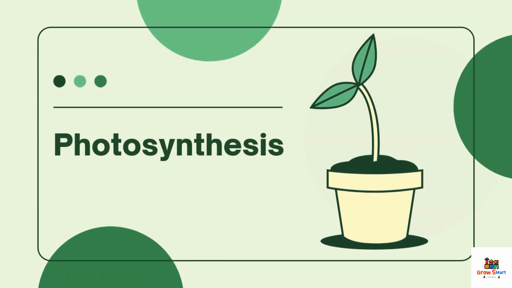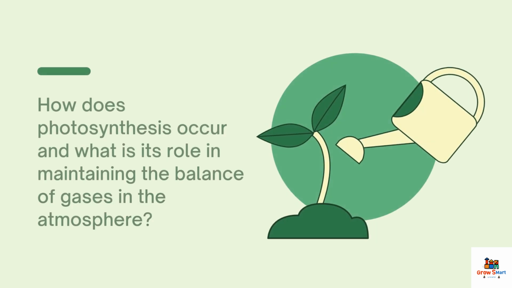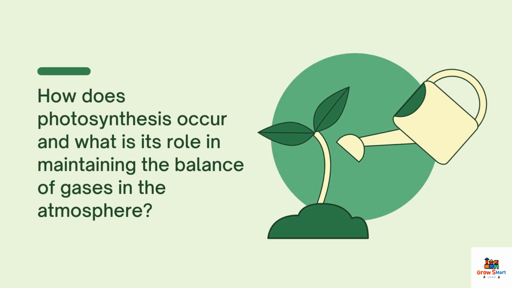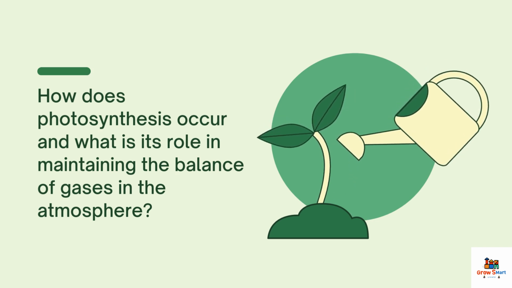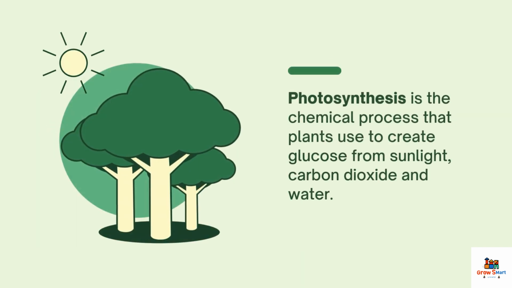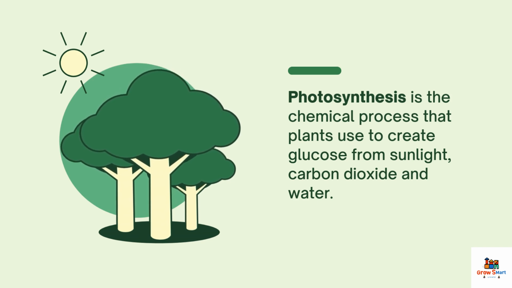Let's learn about photosynthesis today. Do you know how photosynthesis occurs and what its role is in maintaining the balance of gases in the atmosphere? Actually, photosynthesis is a chemical process that plants use to create glucose from sunlight, carbon dioxide and water.